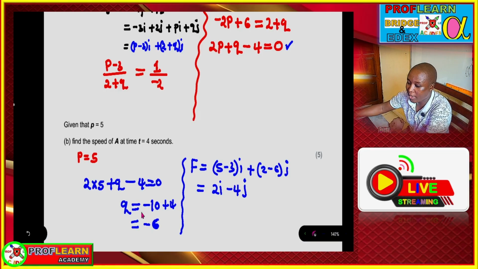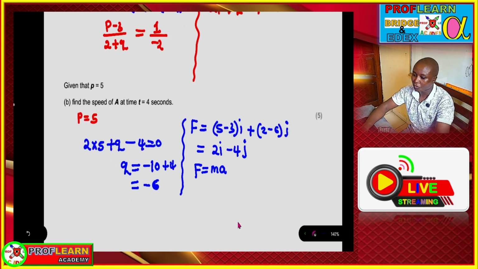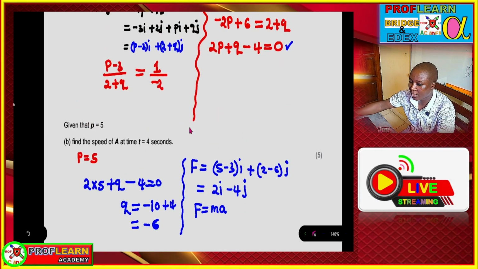Then we can now use the formula. Force is equal to mass times acceleration, and this is going to enable us to know what the acceleration is. So it will be 2I minus 4J equals 0.5 times our acceleration.